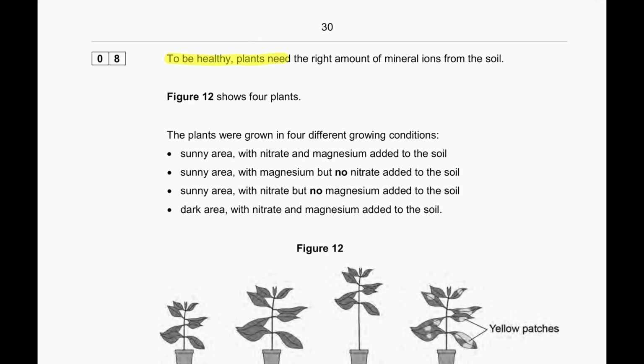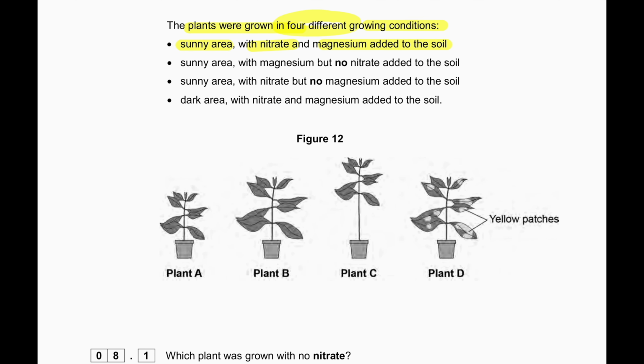To be healthy, plants need the right amount of mineral ions from the soil. In figure 12, we can see 4 plants. The plants are grown in 4 different growing conditions. We have a sunny area with nitrate and magnesium added to the soil. Then in our plant B, we have a sunny area with magnesium but no nitrate added to the soil.